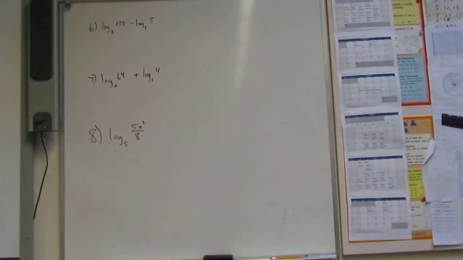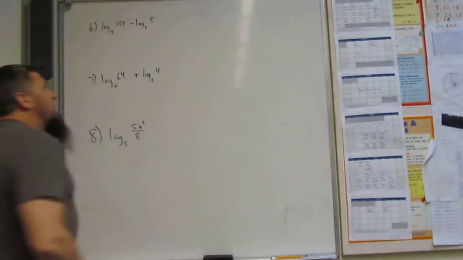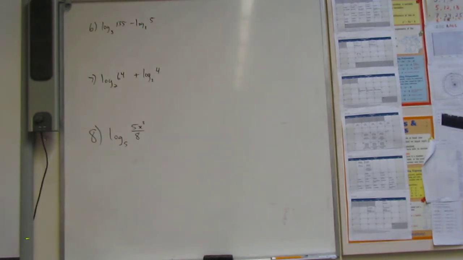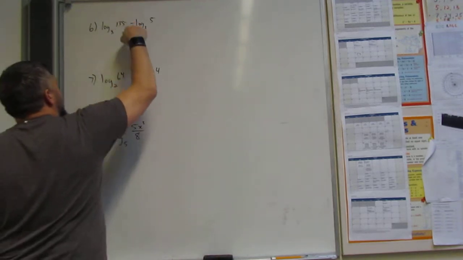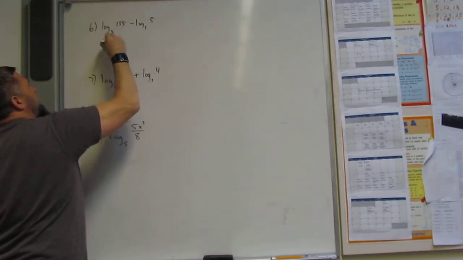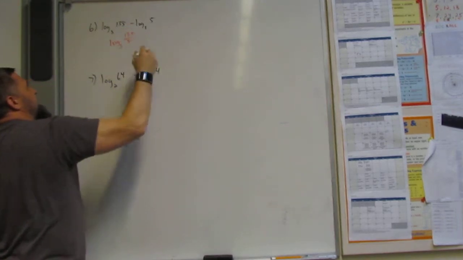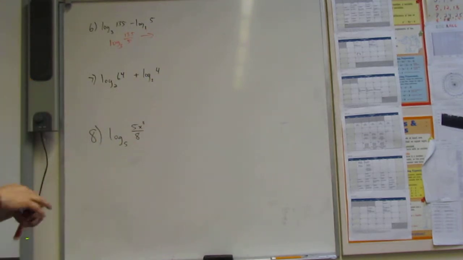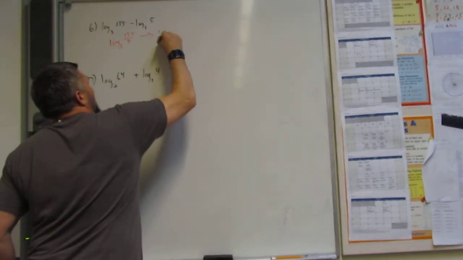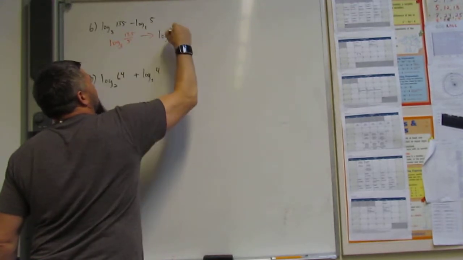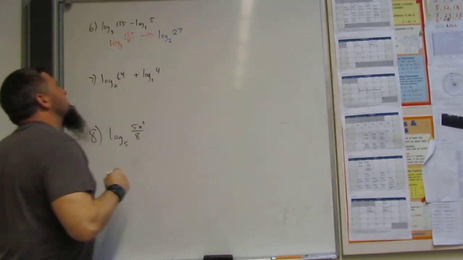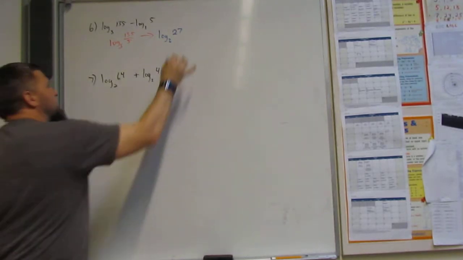Okay, problems 6, 7, and 8 on the practice test. Problem 6, we have the log of 135 minus the log of 5. What do we do when we subtract logs? Divide. Perfect. So we use our division property. We basically have the log base 3 of 135 divided by 5, and when I do that math, I get log base 3 of 27. Is that correct? Yeah. Okay, and that's all I'm looking for.